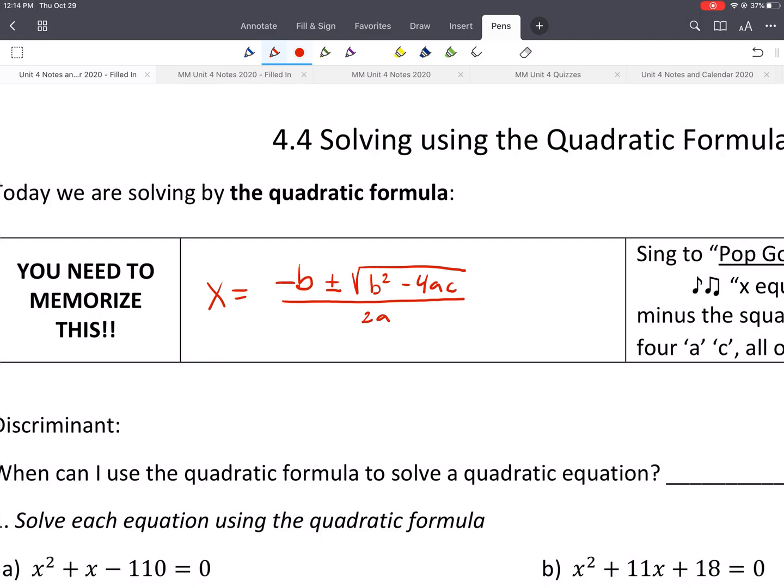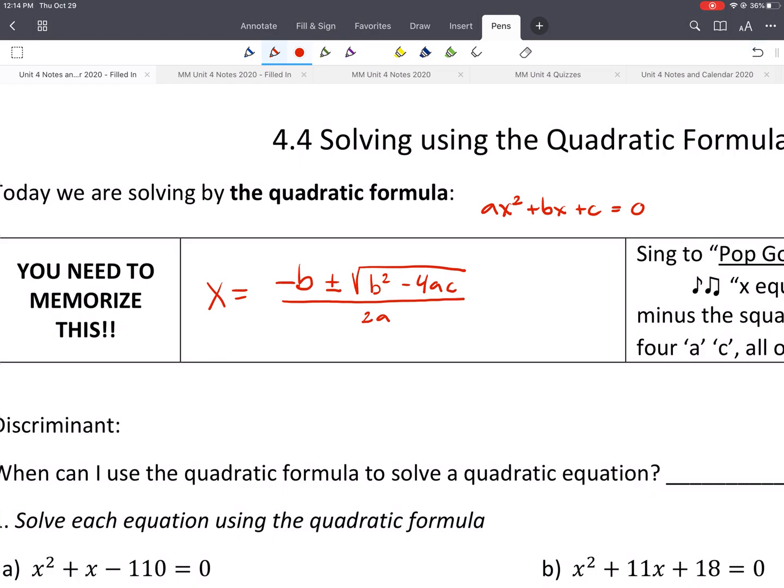And again, when we're talking about a, b, and c, that's from standard form. Standard form is ax squared plus bx plus c equals 0. If I gave you an equation, we need to make sure everything is on one side, with the highest exponents down to the constant. Then we can easily find a, b, and c, and all we need to do is substitute and simplify.